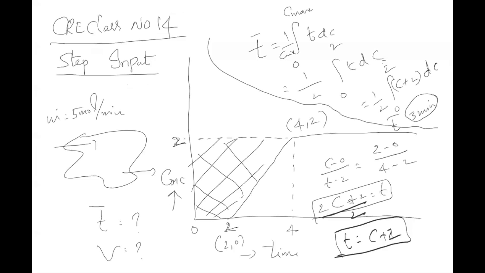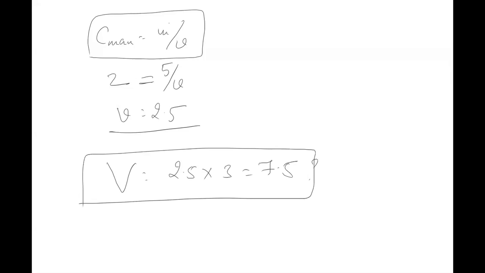So C max is equal to m dot by V. This is if your experiment is right. If you are doing this experiment in the lab, you have to check this one. But if it is given in the question, that means it is already checked. So this is 2. What is m dot given? 5, no? 5 divided by V. So V is 2.5. Then the volume of the reactor is 2.5 into 3, which is 7.5. This is the volume.